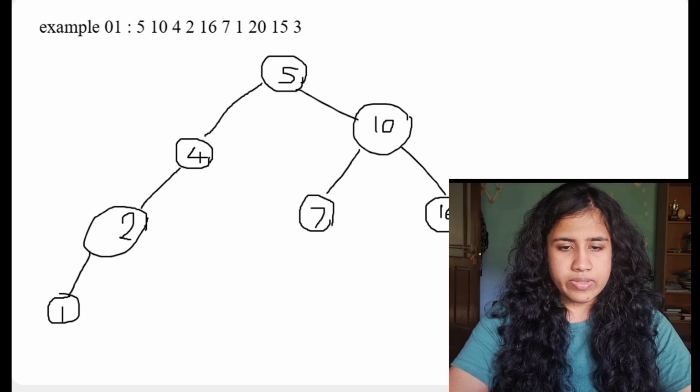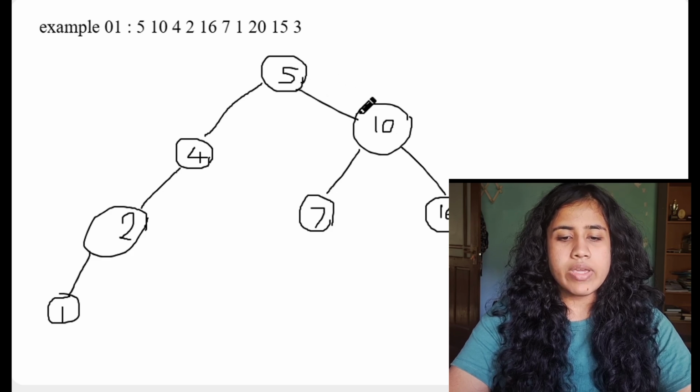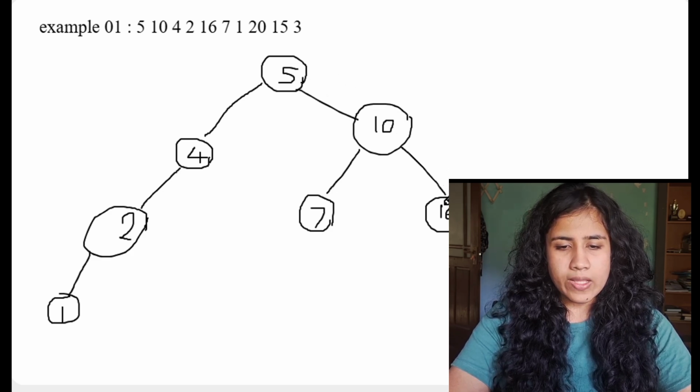So now we have 15, greater than 5, greater than 10, greater than 10, so we have to go to the right side. Then we have 16, it is less than 16, so it becomes the left child of 16.